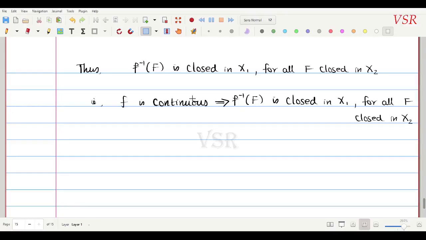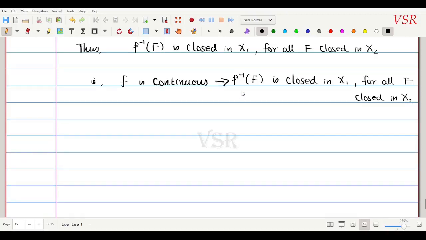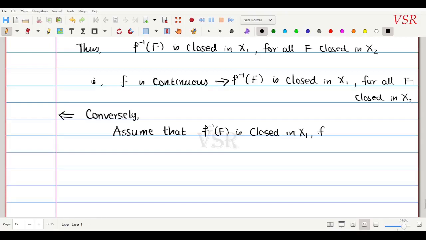Hence one way. இப்போ நான் என்ன proof பண்ண போறேன்? We are going to prove the converse part. So conversely, we are going to assume that F inverse of capital F is closed in capital X1 for all F closed in X2. X2ல ஒரு closed set எடுத்தீங்கன்னா, அதோட inverse image X1ல closed ஆக இருக்குன்னு அசியூம் பண்ணிக்கிறேன்.